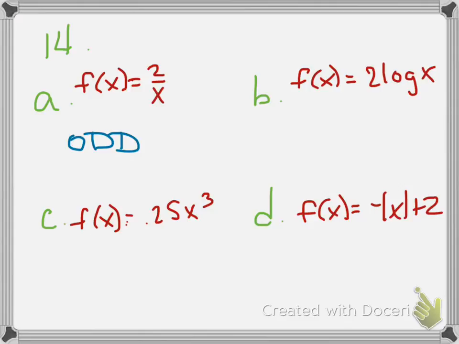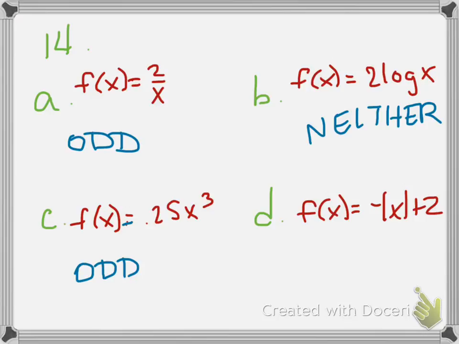If we look at b, it's a logarithmic. There's really not much we can do to make a logarithmic anything else other than neither. All right, so even if we multiply that by 2, it's going to stay neither. Okay, on question C, we're taking a cubic, which is an odd function, and we're multiplying it by 0.25, which is going to be a vertical compression, and so vertical compressions will maintain your odd symmetry.